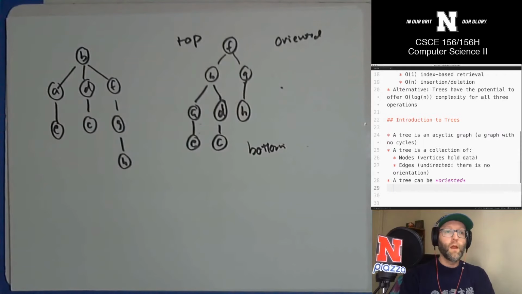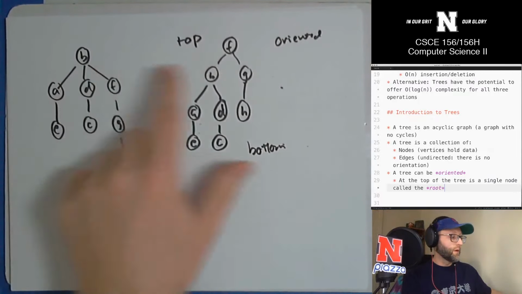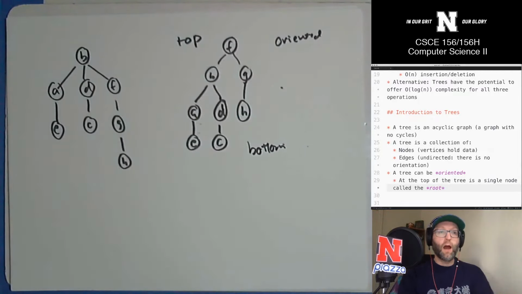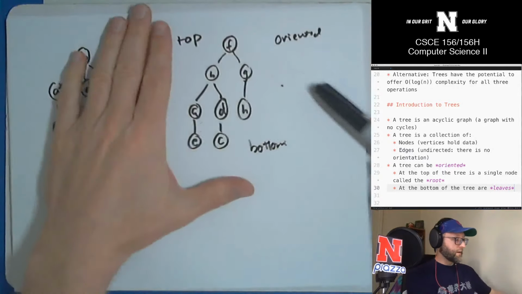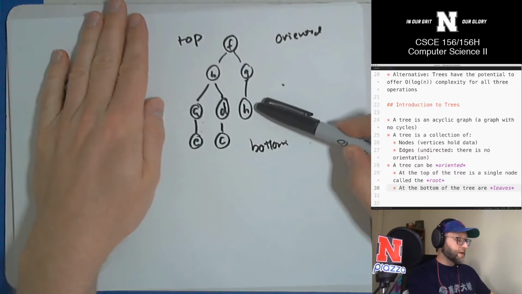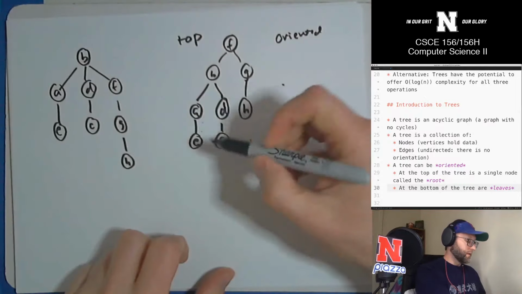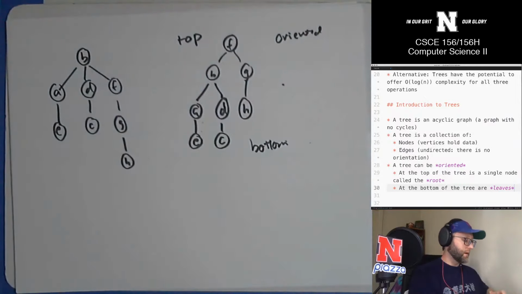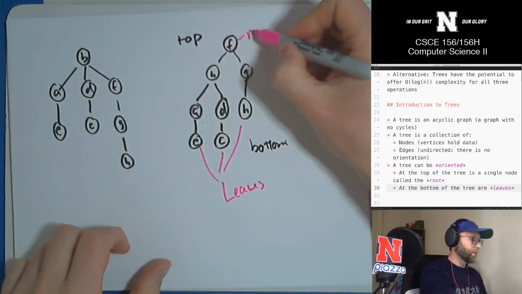At the top of the tree is a single node called the root. So in this case, B is the root, F is the root. At the bottom of the tree are leaves. So in this case, let me just go ahead and restrict it over here. H, E, and C are all leaves. I'll use a different color here. These are leaves, and this is the root.